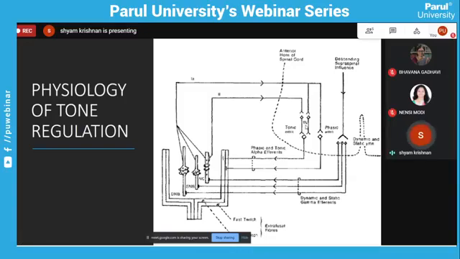Now something which is called reciprocal inhibition. I hope you would have heard of the term reciprocal inhibition. Essentially, when you are trying to extend the elbow, there is a normal resting tone of the flexors.